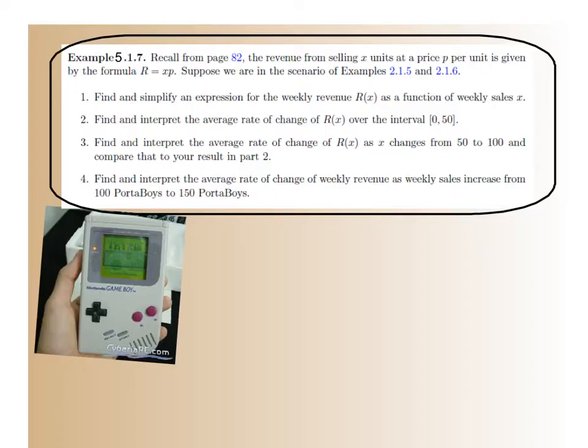Okay, on that one, again, more real-world context. This is talking about revenue. I do want to talk about what you get when you get revenue. That's money that came in to your company. Revenue is equal to X times P. The price is P. X is how many you sold.